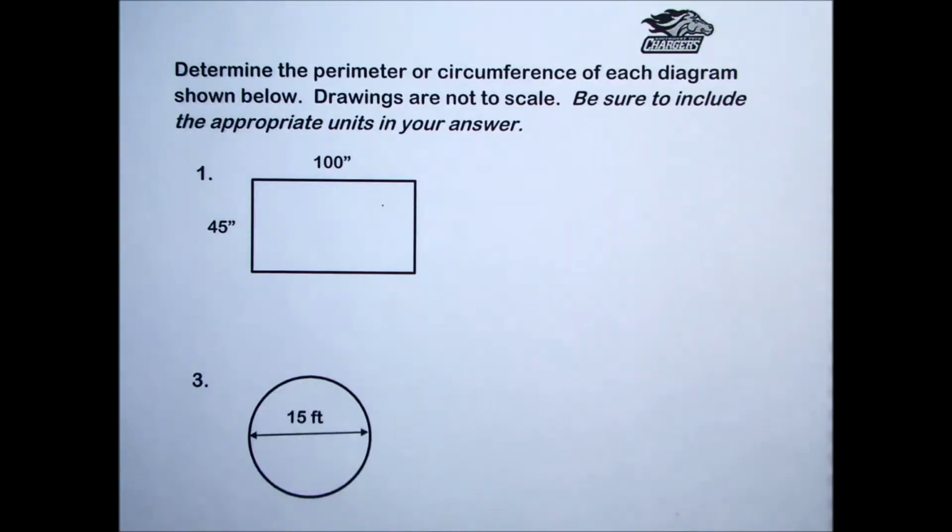Practice set 3. Determine the perimeter or circumference of each diagram shown below. Drawings are not to scale. Be sure to include the appropriate units in your answer.